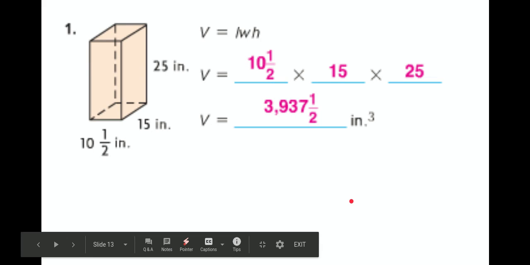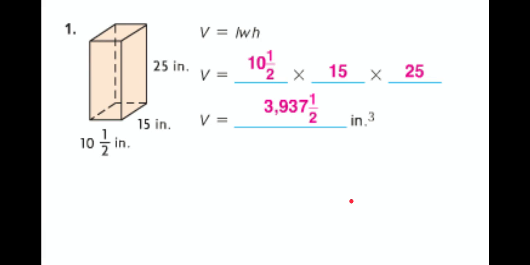Let's check these problems out. Okay, first one. Got your length, your width, your height. You got the formula V equals LWH. Plug those numbers in. The order, like I said, is irrelevant.